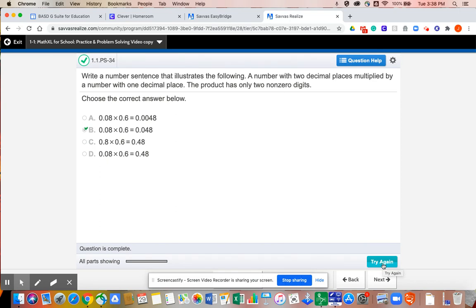Okay? I could try again. It marked it correct, right? I could try again if I wanted to, or I can go to next. Let's see what happens if I try again.